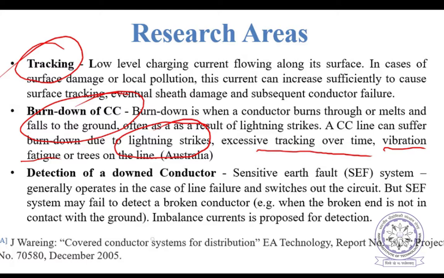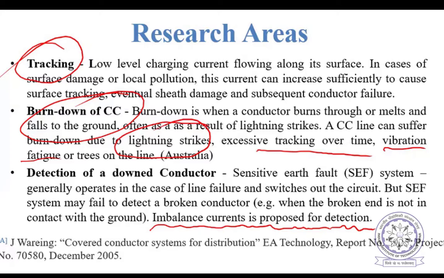Of course, people are coming up with methods using imbalance currents for detection of this kind of fault, meaning a covered conductor falling on the ground, or downed, which needs to be identified by some fault currents, etc. Since an actual earth fault is not taking place because the conductor is not touching the ground. If the conductor is touching the ground, then obviously this fault will happen. But if it is not touching the ground, you cannot detect it using the earth fault relay and all.